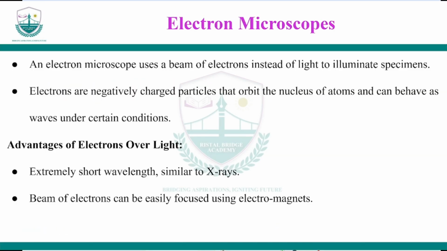Unlike light microscopes that use light waves, electron microscopes use a beam of electrons to illuminate specimens. These are tiny, negatively charged particles that orbit atomic nuclei and can behave like waves under certain conditions. What makes electron microscopes special is their ability to focus these electron beams using electromagnets, achieving extremely short wavelengths, much shorter than visible light. This allows for much greater resolution.